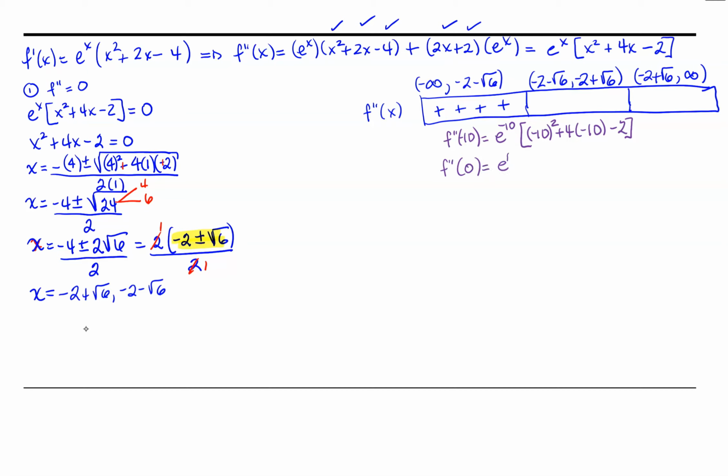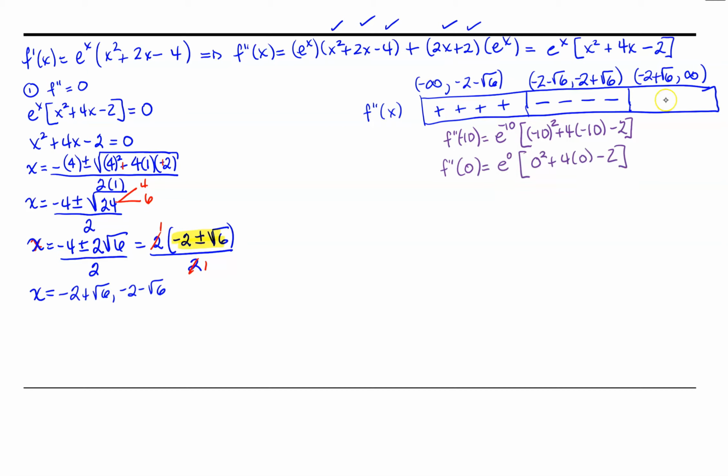And we get e to the 0 is equal to 0 squared plus 4 times 0 minus 2. Now e to the 0 is positive, and 0 squared plus 4 times 0 minus 2 is negative, and the product of a positive and a negative number is negative. So our second derivative is negative on that interval.